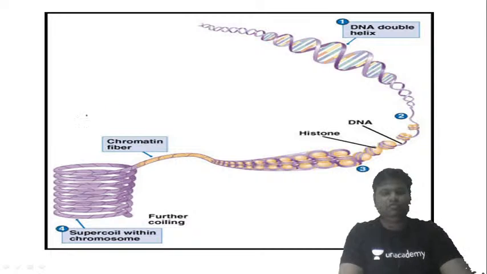This one is a DNA double helix, and it is packed using histone proteins. The histone proteins will form a chromatin fiber, which will undergo supercoiling within the chromosome. So this is how the DNA is packed in a cell.